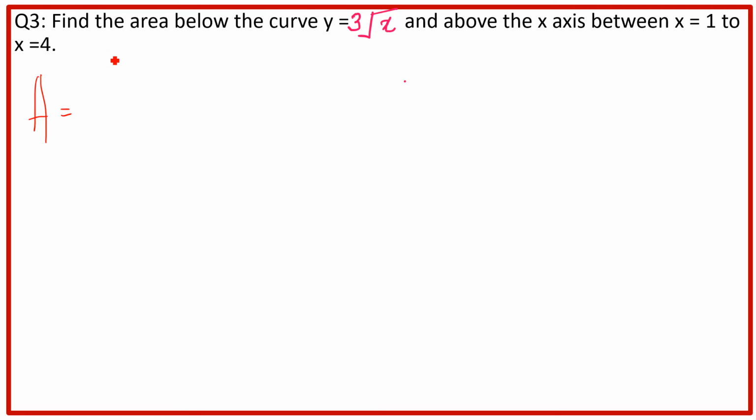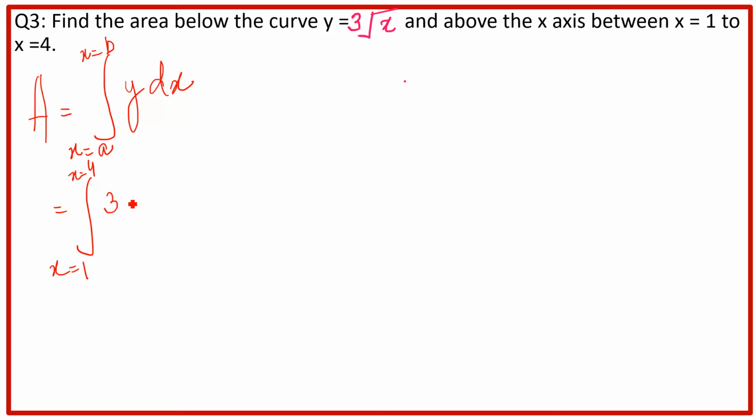Area is represented by A. Limit x is equal to a to x is equal to b. This a and b represent these limits. Keep in mind that you always have to write the lower limit here and the upper limit, and for area we have to calculate y dx. So here we are going to put the values. The lower limit is 1, upper limit is 4. Instead of y we have 3 under root x dx.